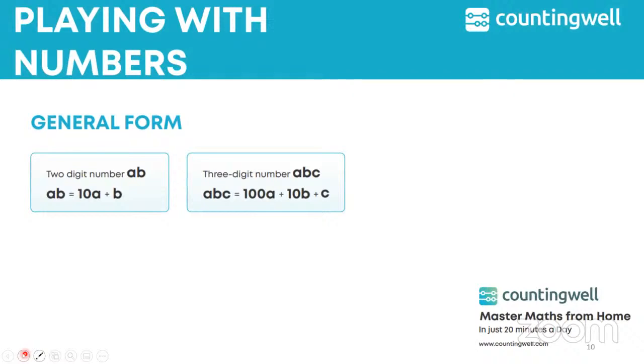Now let us start revising playing with numbers. Note that any two-digit number AB can be written as 10A plus B, whereas any three-digit number ABC can be written as 100A plus 10B plus C.